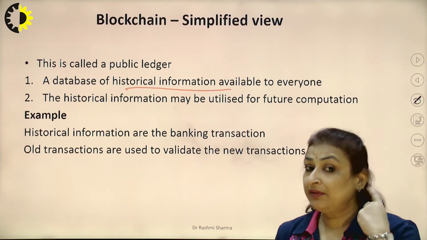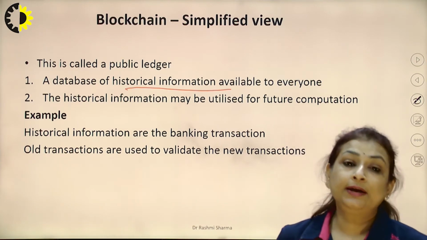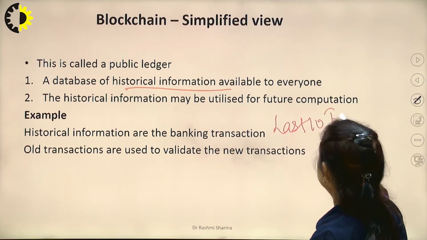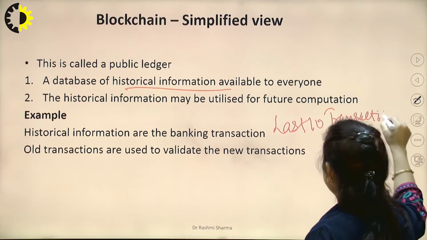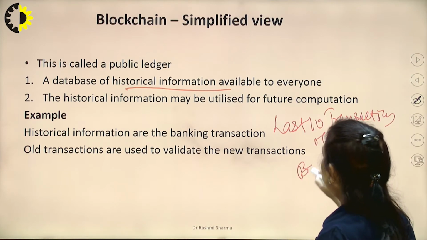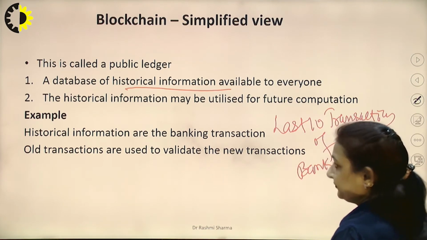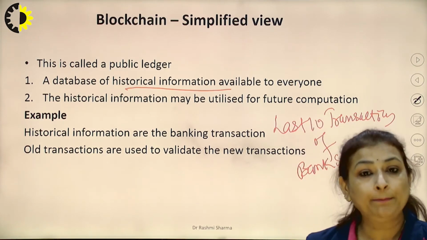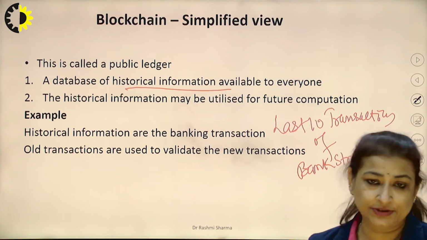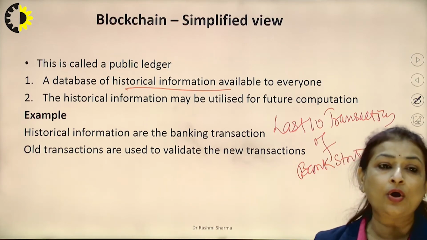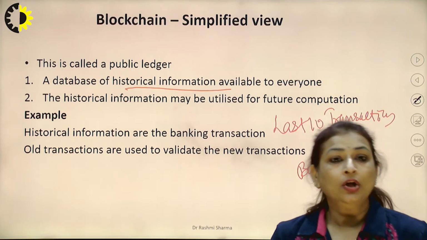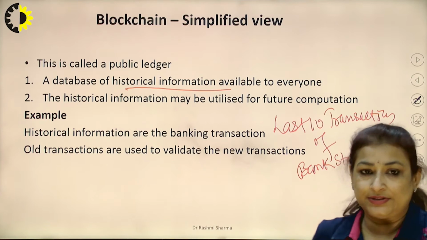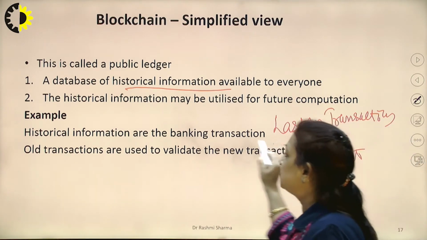For example, whenever you look at the last 10 transactions, have you ever seen the last 10 transactions done in a bank statement? In that, we see only 10 transactions. All these transactions are validated by our bank server. It keeps the history of all the transactions which were done. So whenever we do a new transaction, that transaction is validated.